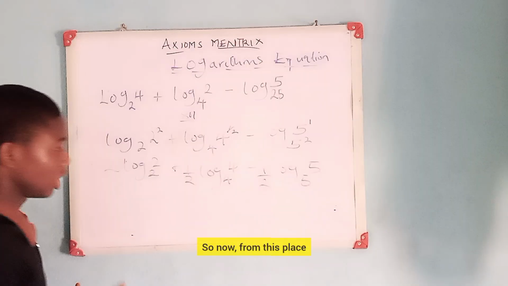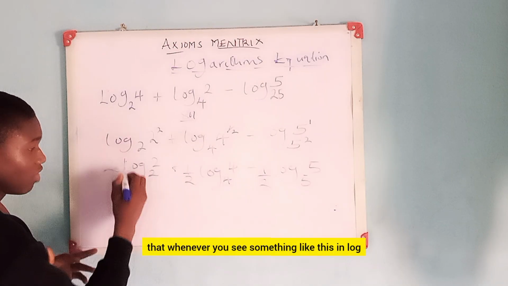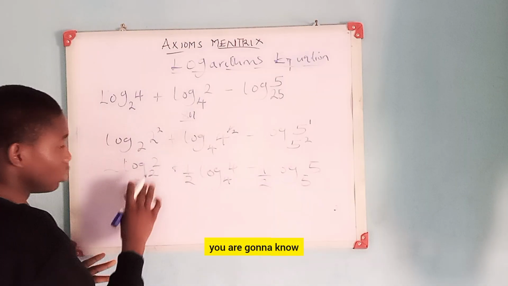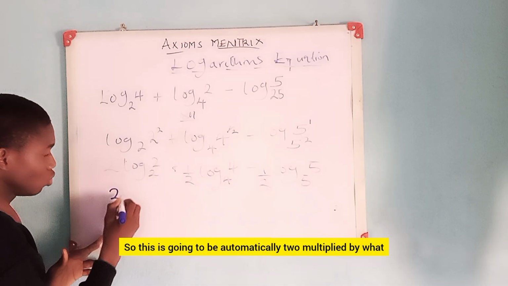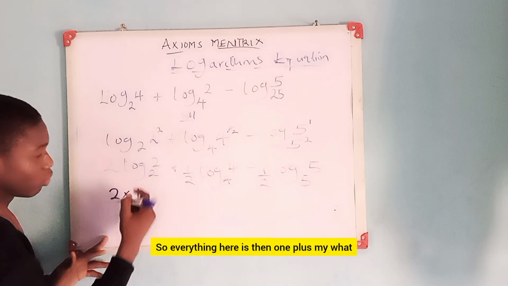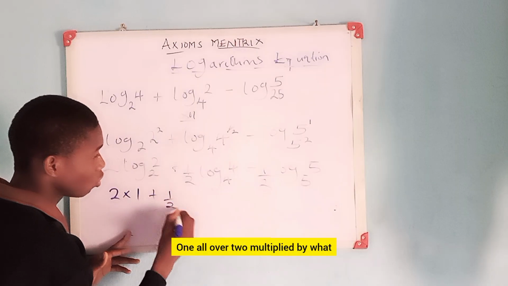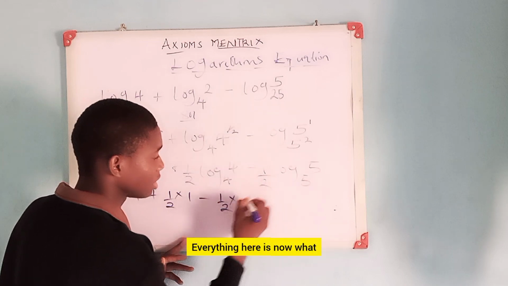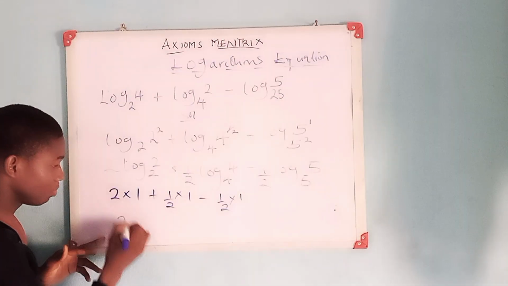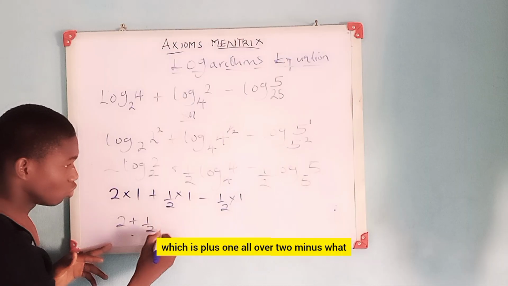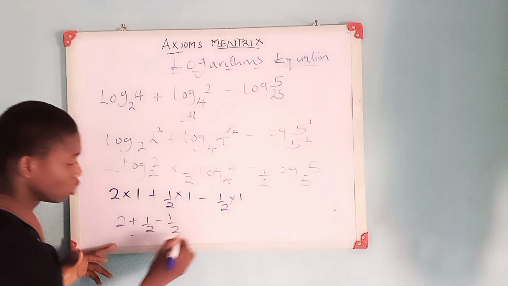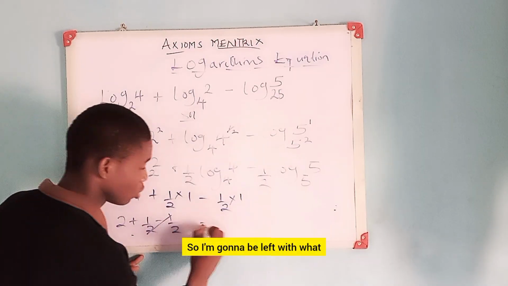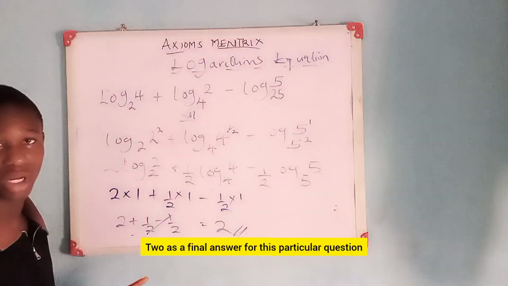So now from this place, what you are going to be doing next is that whenever you see something like this in log, with a base equal to what we have there, you are going to know that it's going to change to 1. So this is going to be automatically 2 multiplied by 1. So everything here is then 1, plus 1 over 2 multiplied by 1, minus 1 over 2 multiplied by 1. So I'll be having 2, which is plus 1 over 2 minus 1 over 2. Plus 1 over 2 minus 1 over 2 is going to cancel out. So I'm going to be left with 2 as the final answer for this particular question.